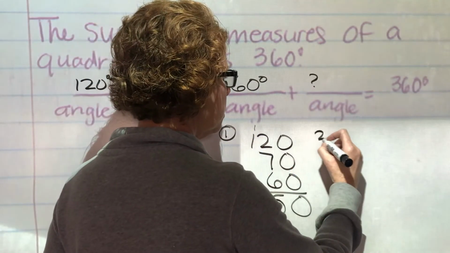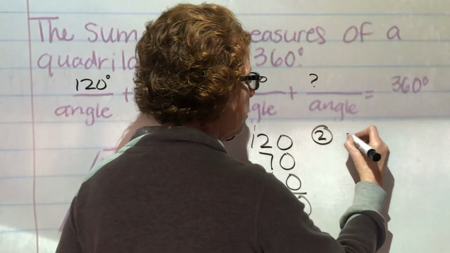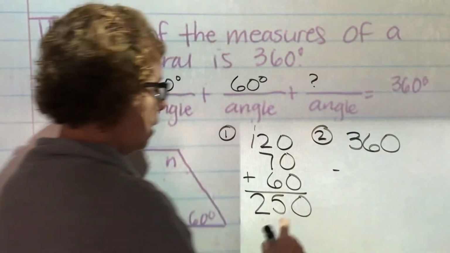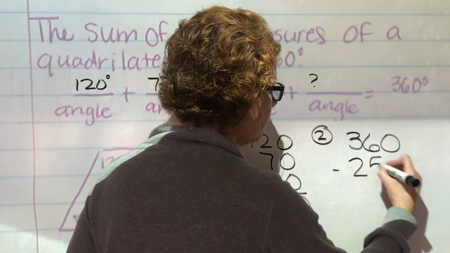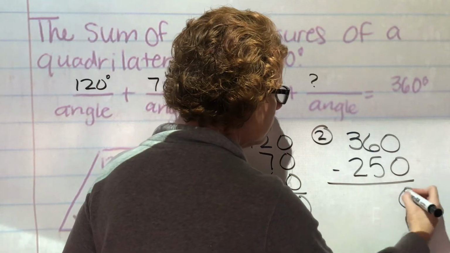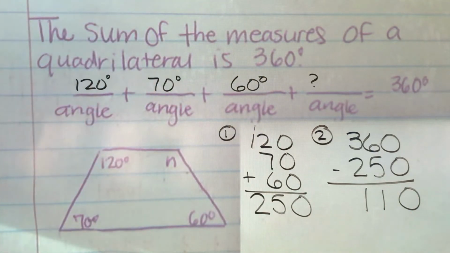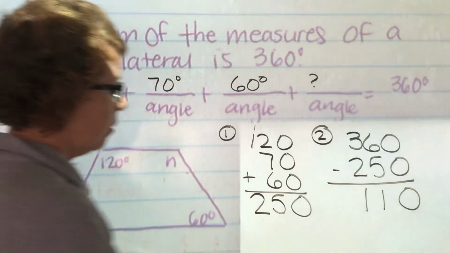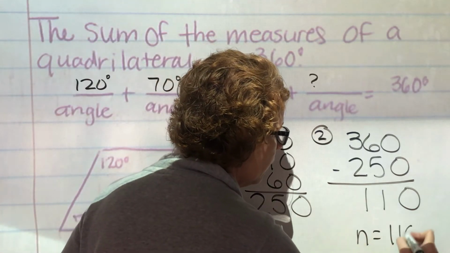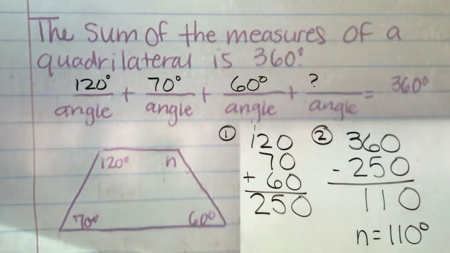If I take a look at step 2, I need to take 360, because that's what it has to equal, and I'm going to subtract 250. When I subtract those, I get 110. So I know my missing angle here, n equals 110 degrees. Angle plus angle plus angle plus angle equals 360 degrees. Step 1, we have to add up the angles that we have. Step 2, we subtract 360 minus the number of angles we have, and that gives us what angle is missing.